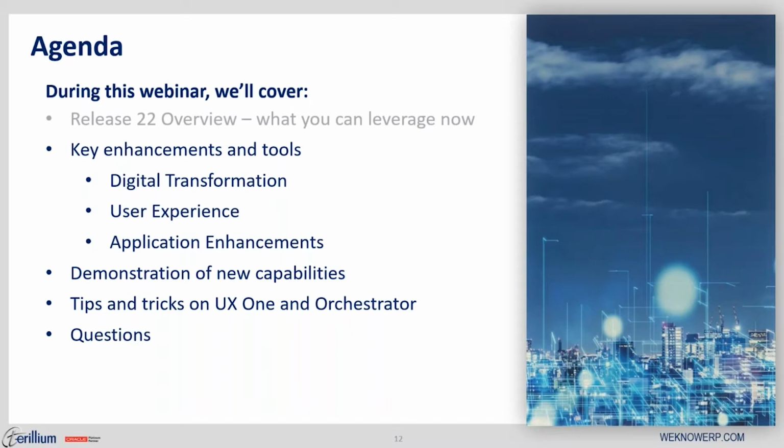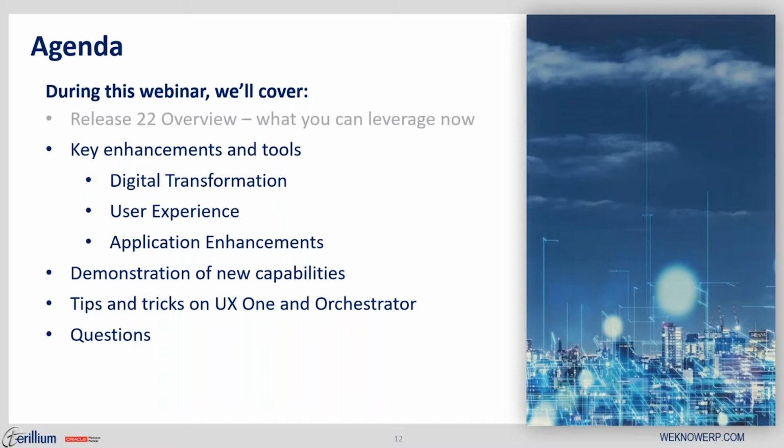Once we go through a high-level overview of those tools, I'll do a demonstration of some of the key ones that I feel are very valuable to JD Edwards organizations, wrap it up with some tips and tricks around UX One and Orchestrator, and then we will end with some questions.